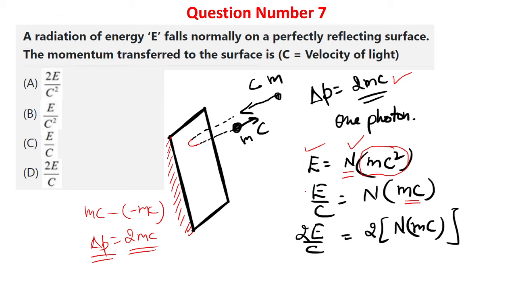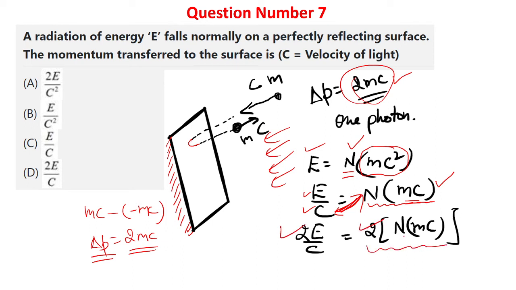mc is equal to E by C into n. So if we want momentum of n photons, then leave this n here itself. So it represents momentum of all the photons which are coming in. But you know, change in momentum is equal to double of that. So just multiply 2 on each side. That would give you how much change in momentum n photons suffer when they bounce back from this surface.